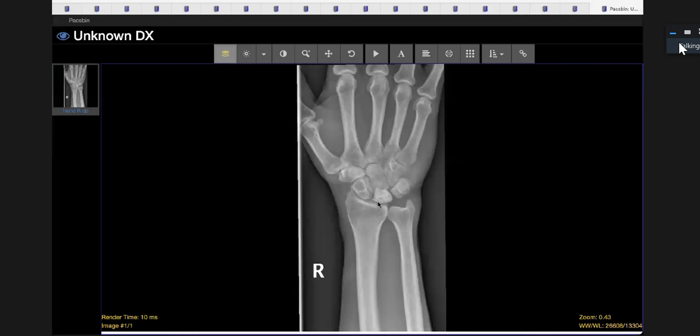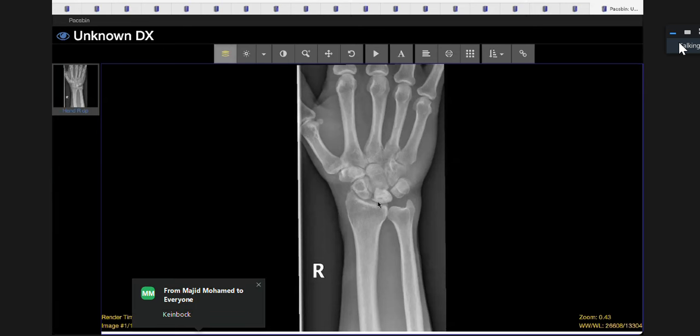Also known as, I have it on the tip of my tongue, but I'm not sure what the name is. Yes, Kienbock's disease. But it's okay. That will happen in the exam, and it's natural. Don't worry. Go on. So Kienbock's disease.